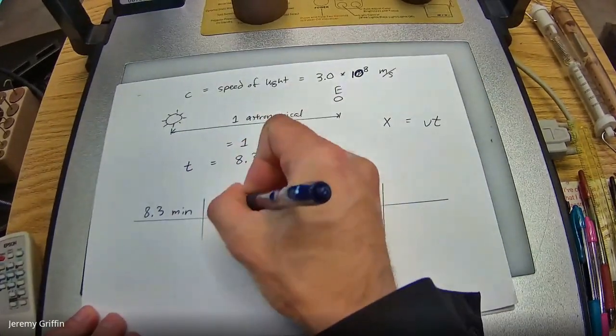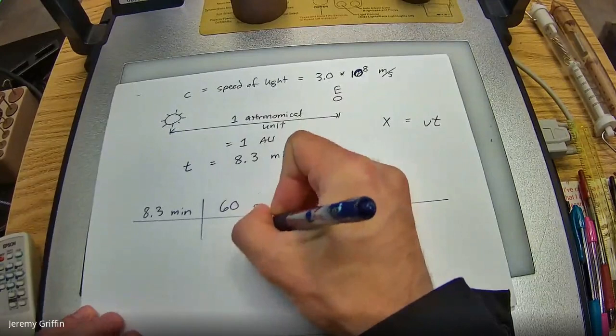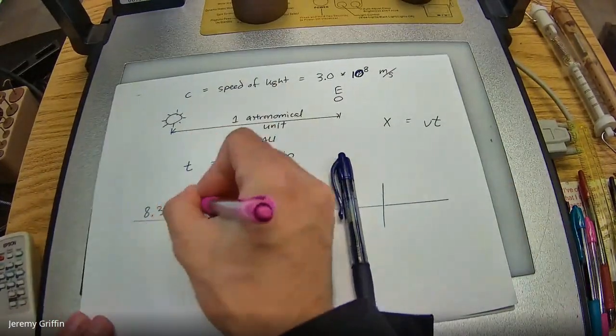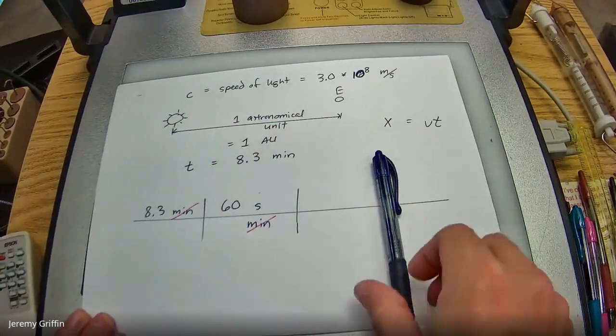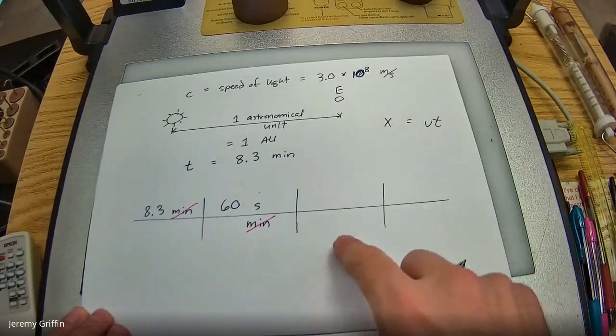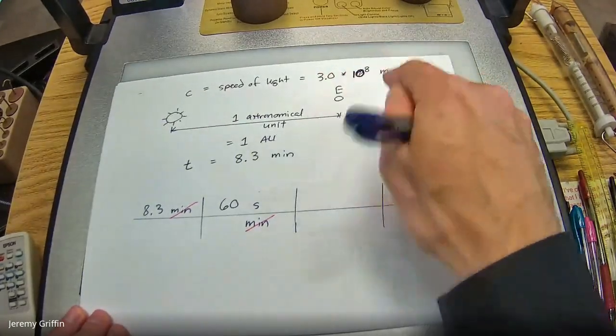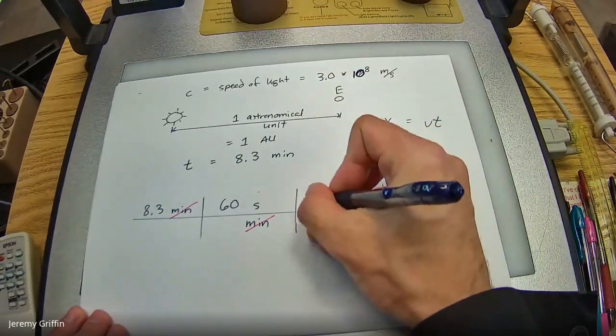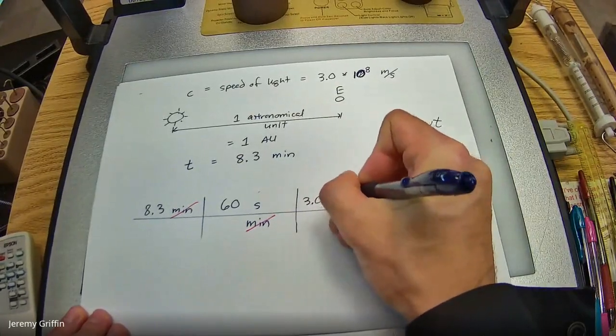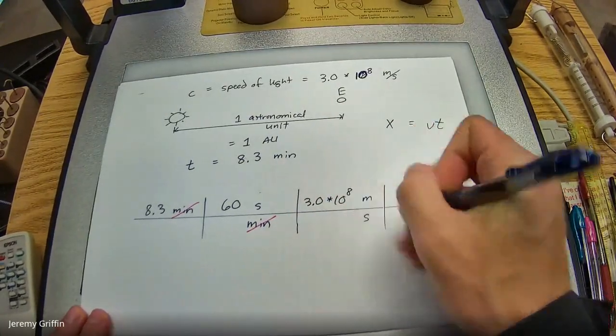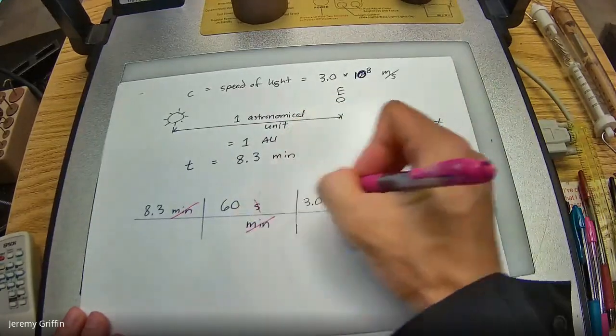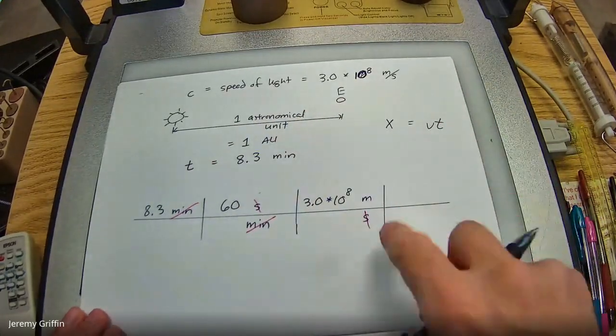Top, yeah. Because that will allow the minutes to cancel. And then there are 3 times 10 to the 8 meters per second. So I could just put that number right here, 3 times 10 to the 8 meters per second. Now the seconds go. Now I know how many meters.